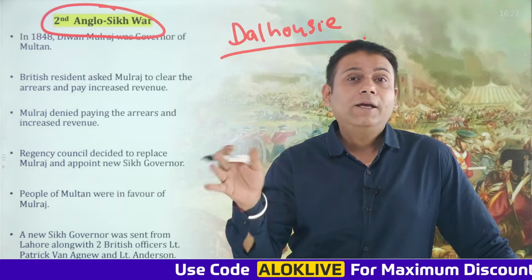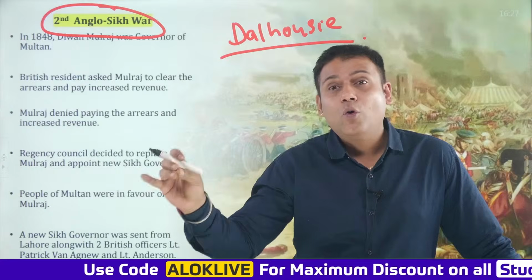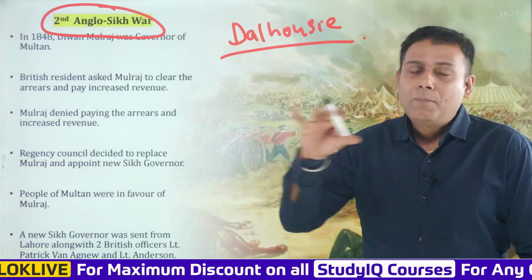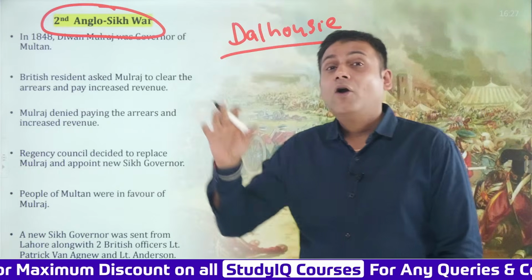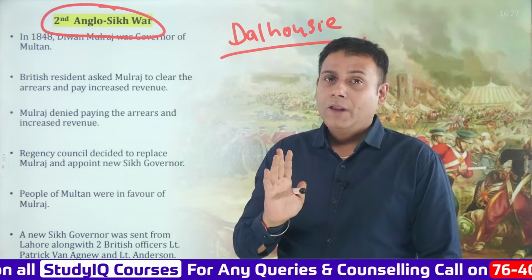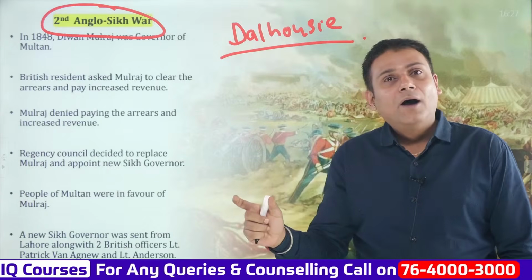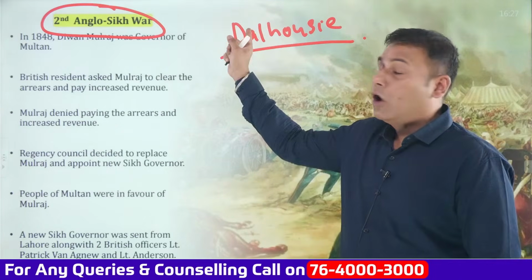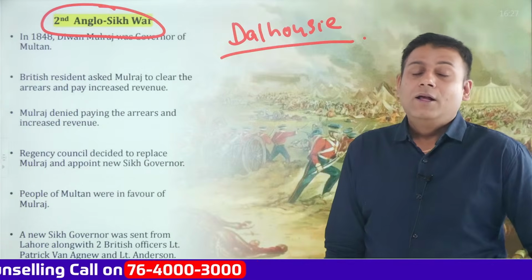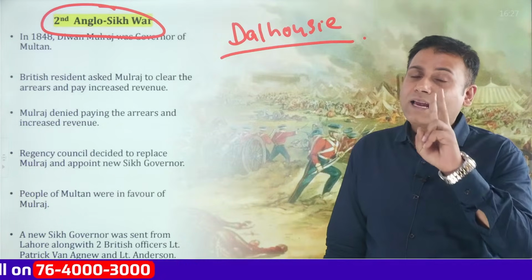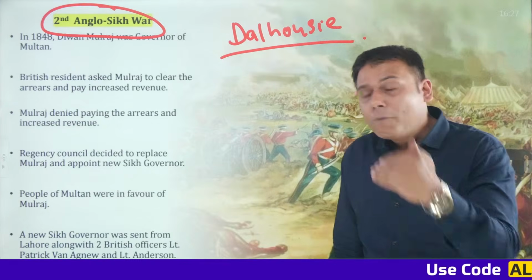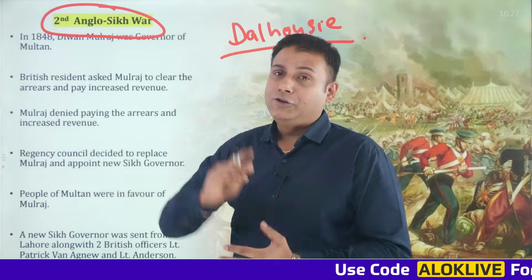One was the annexation of Lower Burma. It is said that the upper part of Burma was captured during the tenure of Lord Amherst as part of the First Anglo-Burma War, and the lower part of Burma was captured during the tenure of Lord Dalhousie. The second most important aspect was the Second Anglo-Sikh War and the annexation of Punjab, which took place during the time of Lord Dalhousie.